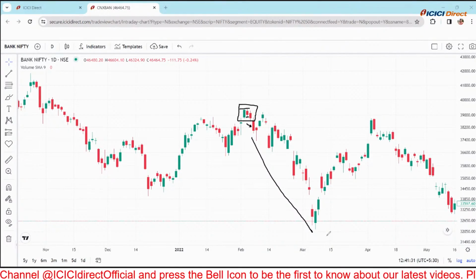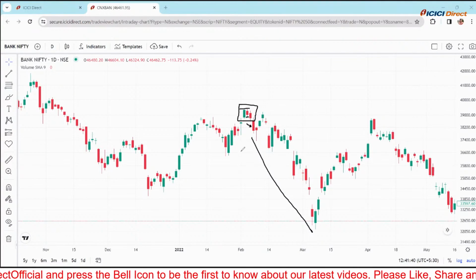If we see a bearish Harami, this was a perfect bearish Harami formed at the top of a trend, and this is that day of the Ukraine-Russia crisis. This is that time, because this is February-March 2022, I think it happened in March, and this was that Ukraine-Russia war thing when Bank Nifty went down by almost 2,000 points.